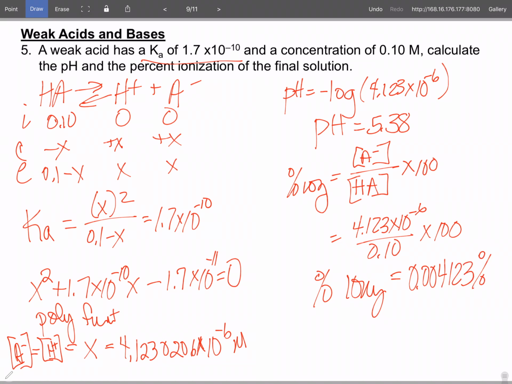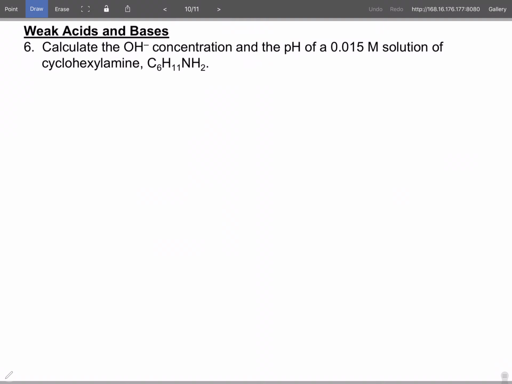So looking at this one versus the 82% on the previous, this one's tiny. So what's that tell you? That this is actually a pretty weak acid. And if you look at times 10 to the minus 10, that's a really weak acid. So this is a really weak acid, unlike the picric acid, which was a really strong weak acid.